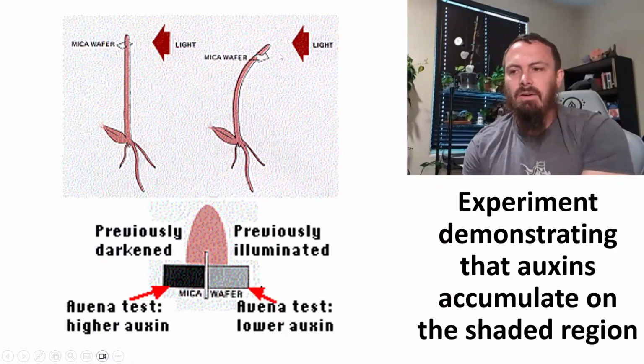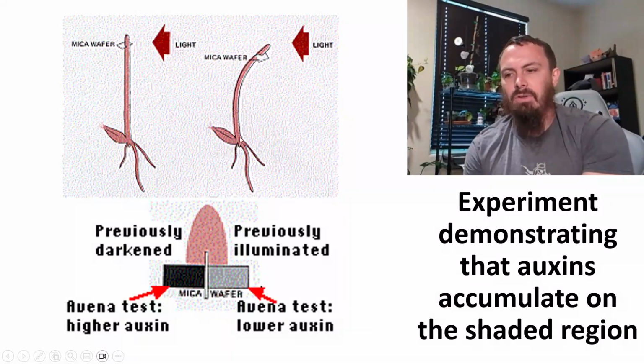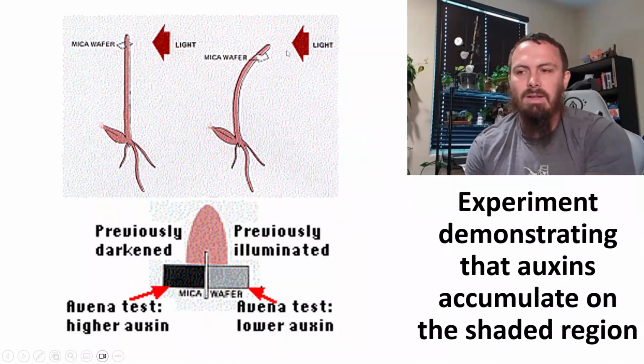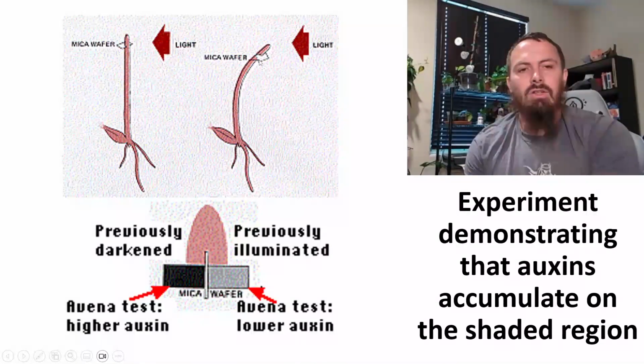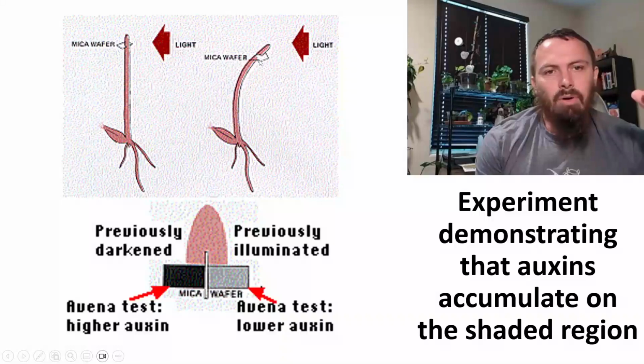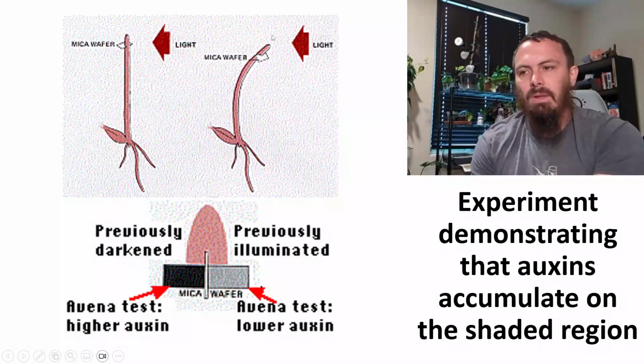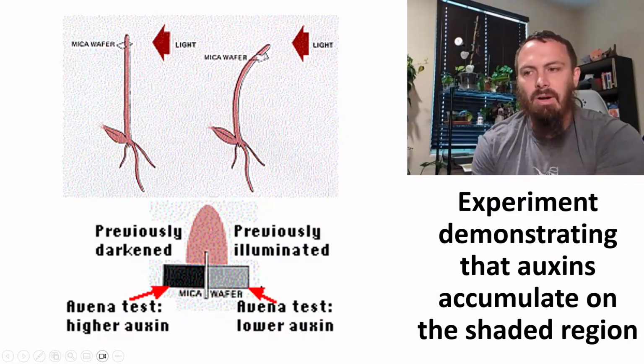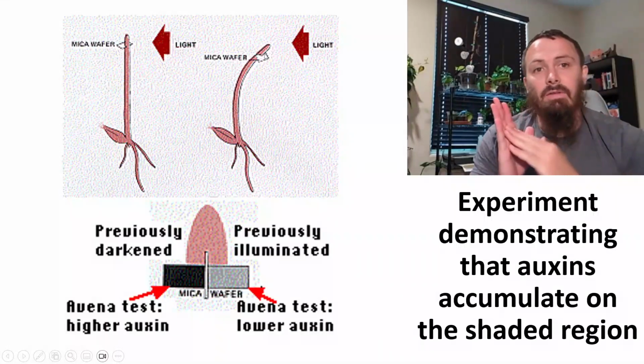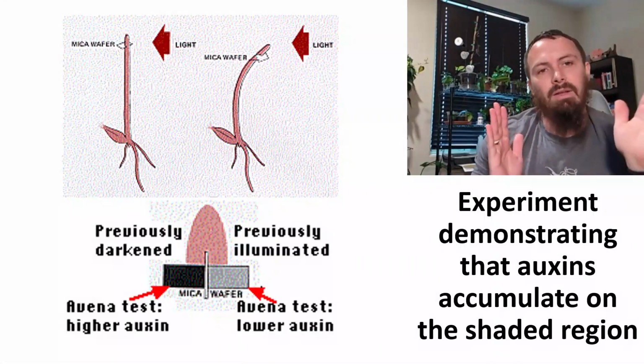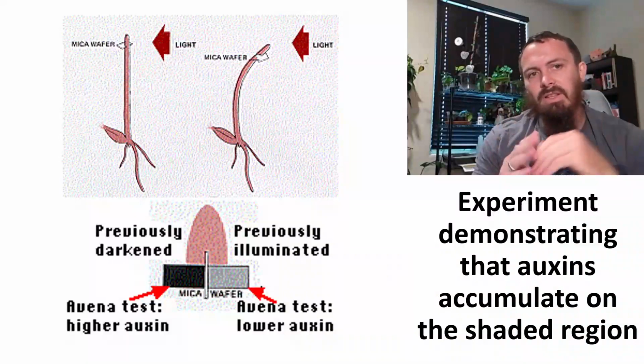And so what they did here is, let's look at the right side first. You have the one that shows positive phototropism, and they took that mica wafer and put it basically halfway through the seedling. So on the side that's exposed to the light, they put it halfway through. So basically cutting off the whole right side of the plant signaling pathway. No xylem, no phloem, nothing's getting through there.